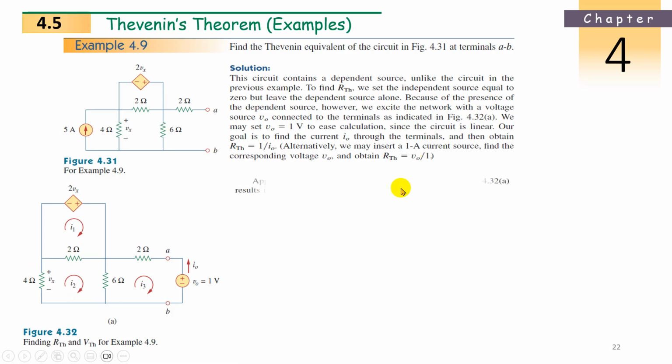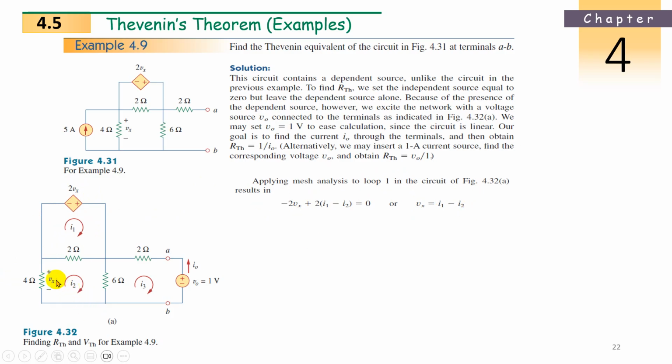So we will see the first loop. Applying mesh analysis to loop 1, this is the first loop. So this is minus 2Vx, plus 2(I1 minus I2), since current is leaving the plus terminal. This much is equal to 0. Vx we already know is 4I2.